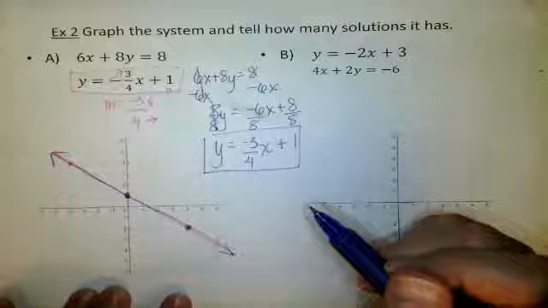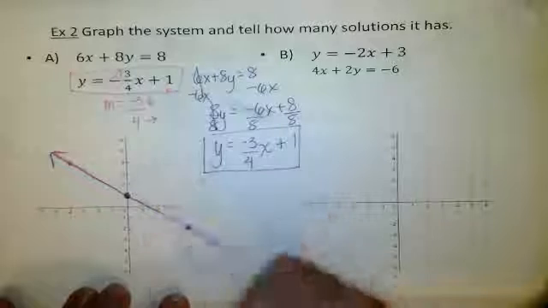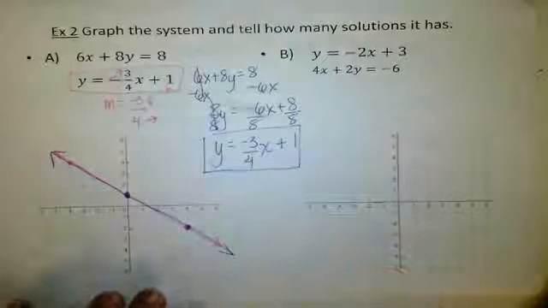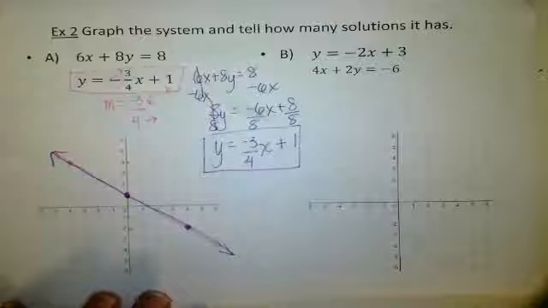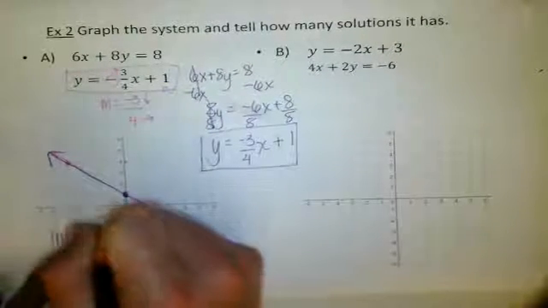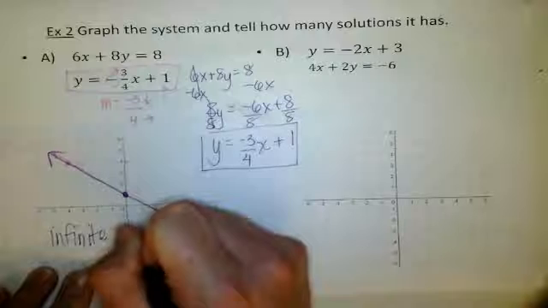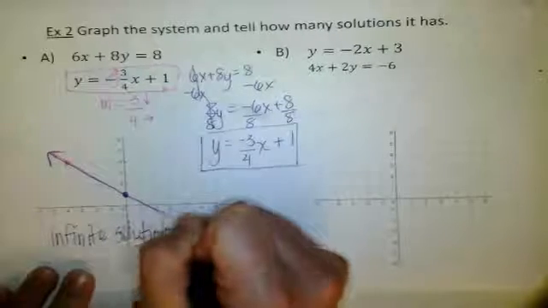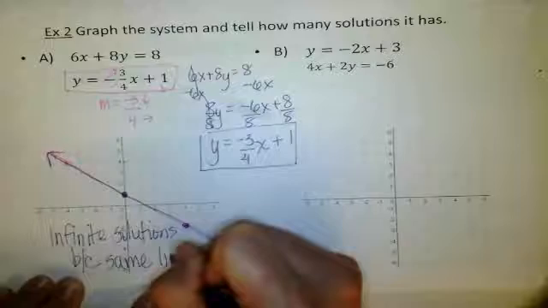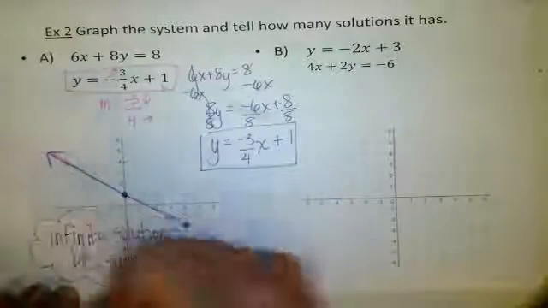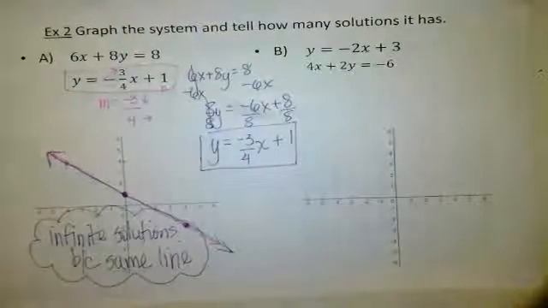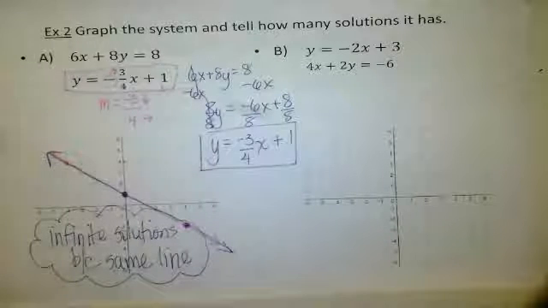Infinite solutions, because they are the same line. They overlap in lots and lots of different places, right? An infinite number of overlapping points. Okay, this is infinite solutions because they are the same line. Will you write that down, please, in your notes? It is possible to get infinite solutions because they are the same line.